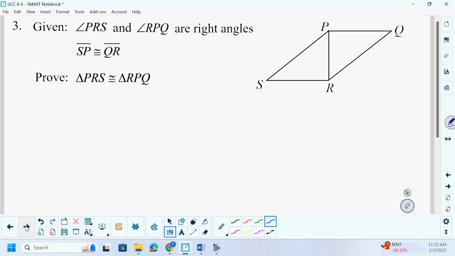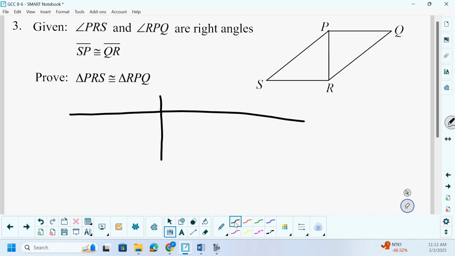All right, if we look at number 3 now, we'll go ahead and do our statements, reasons, and givens.